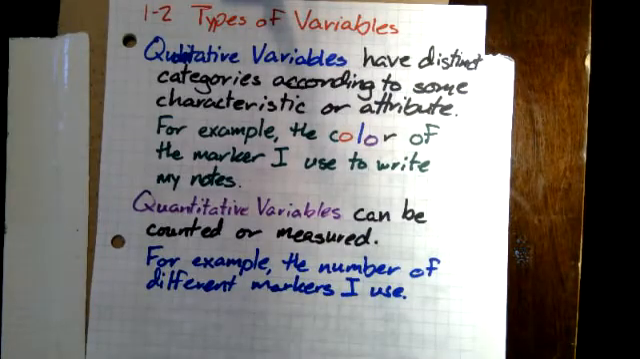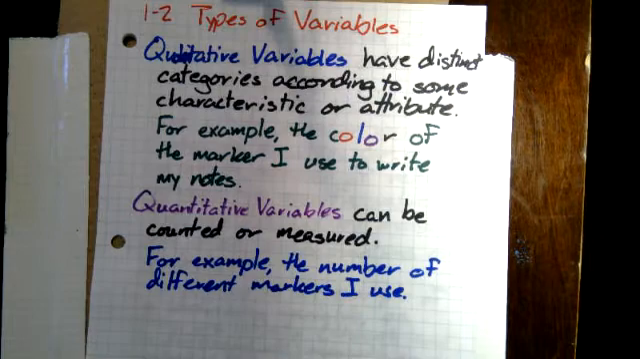In this video, we will discuss types of variables. The first kind of variable we're going to talk about are qualitative variables. These have distinct categories according to some characteristic or attribute. For example, the color of the marker I use to write my notes.